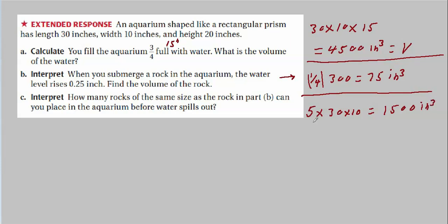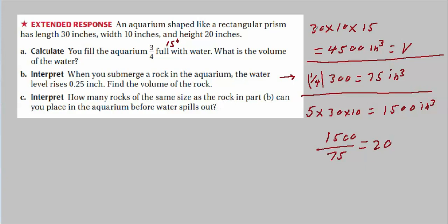The question is, how many rocks can we put in before we displace 1,500 cubic inches? Well, we would just take the 1,500 and divide it by 75. That's the volume of each rock. And that equals 20. So we can drop in 20 rocks, and that'll bring it right up to the edge. One more, and the water starts to spill and destroy your carpet.